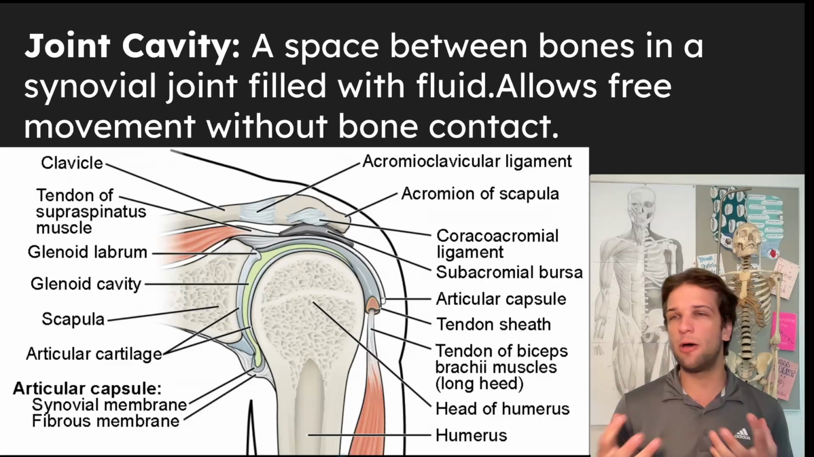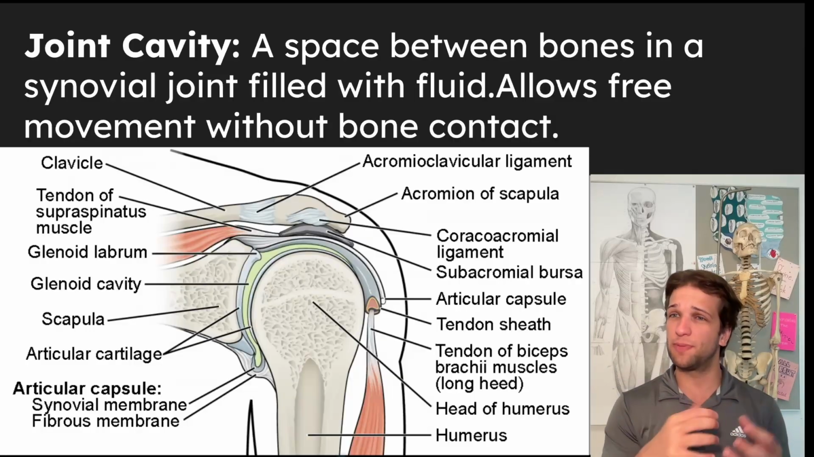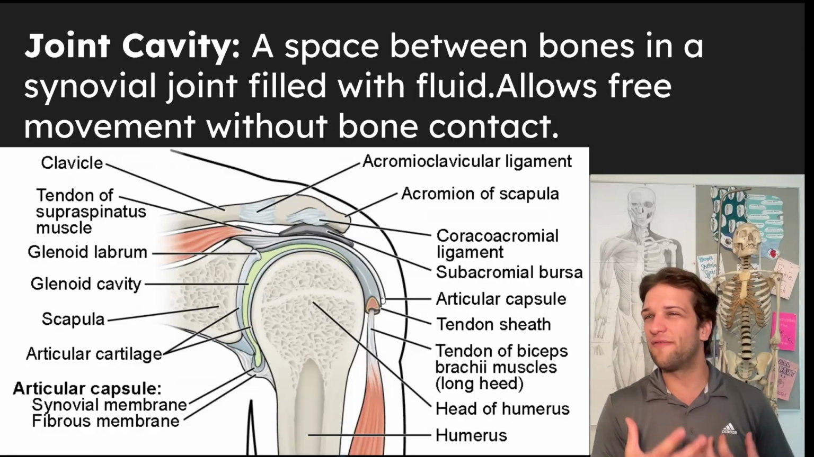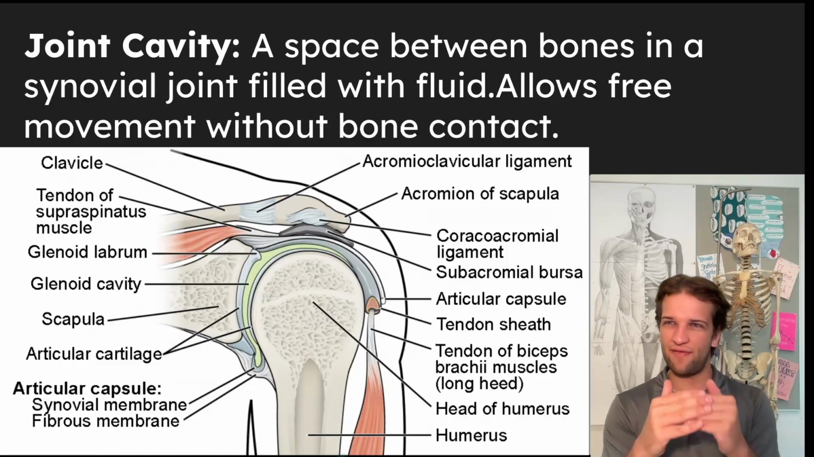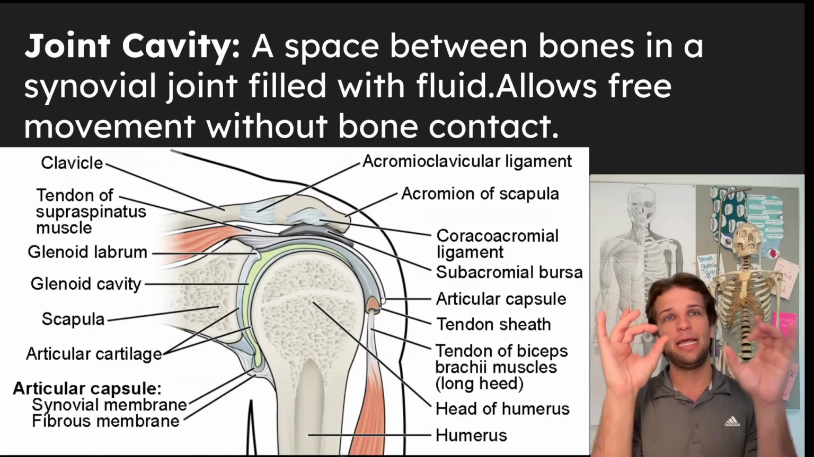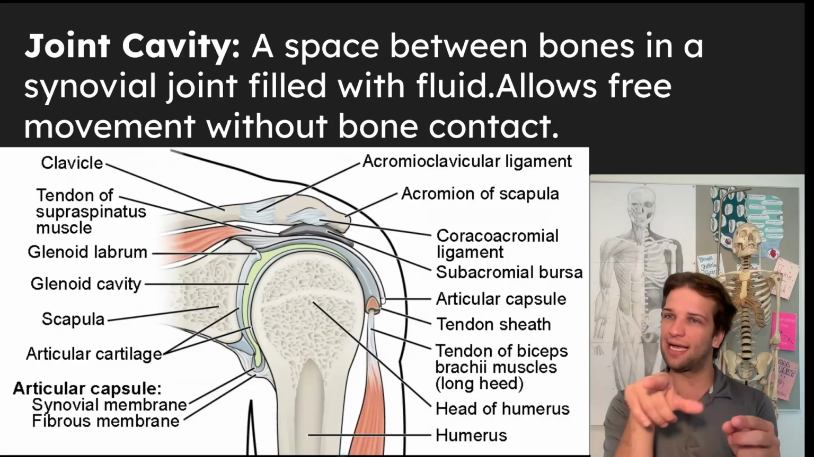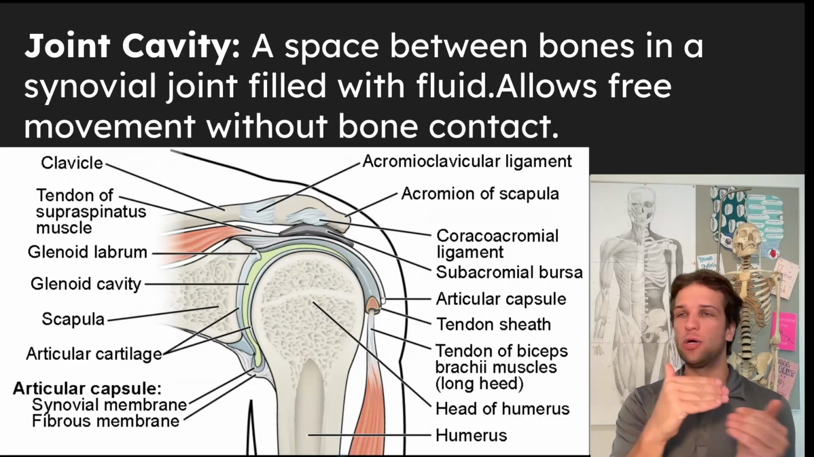Because the more bone-on-bone rubbing that we have, the more bone chips, the more bone spurs that will form, and the more inflammation that we'll have in the area as a result. And so the joint cavity is basically like a little fluid-filled space in between the two bones. It's like a sac because it is enclosed, that makes sure that those two bones can't rub on each other.